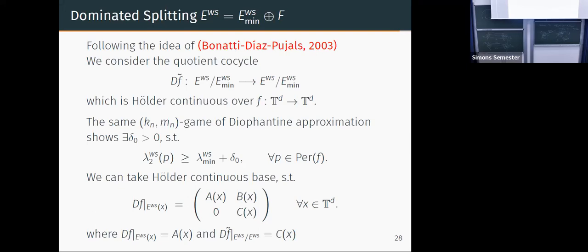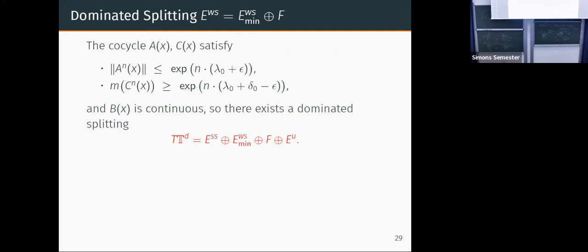And actually it gives you a dominant split. Okay, dominant split, so you have some estimations like that, which is continuous. So this gives you a dominant splitting like that. You can split the weak stable into the weak stable of minimal and some F. You have a uniformly dominant splitting. That's the thing.